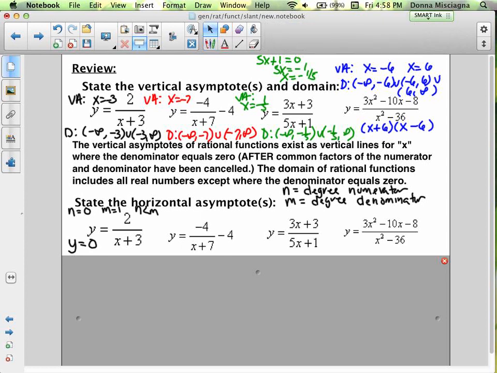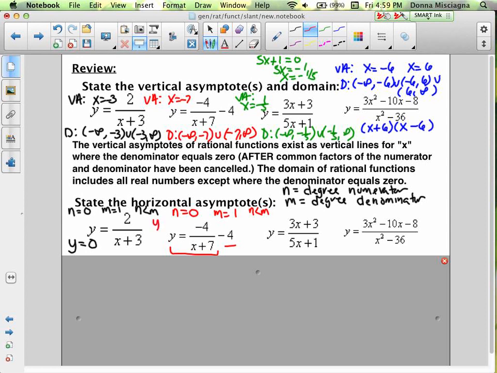Let's look at the second one there. Again, we have no x in the numerator, so that means the degree of the numerator is 0. We have x to the first power, so the degree of the denominator is 1. And again, n is less than m. So it would be 0, except we've added this value in. So the horizontal asymptote for just this portion would have been 0. But then if we subtract 4 from the whole thing, that's going to change our horizontal asymptote to y equals -4, right? Because we have a value added in.